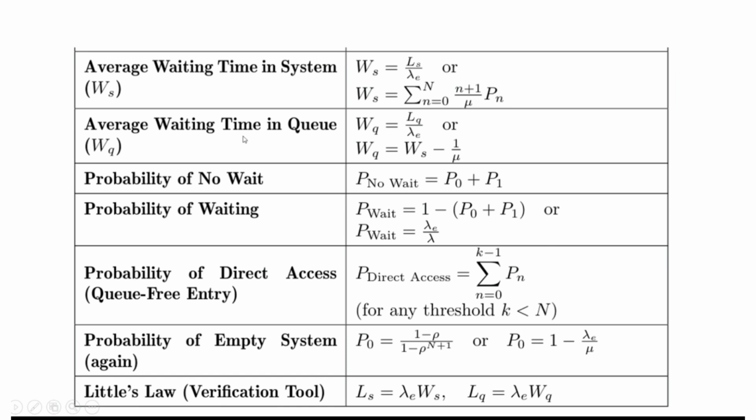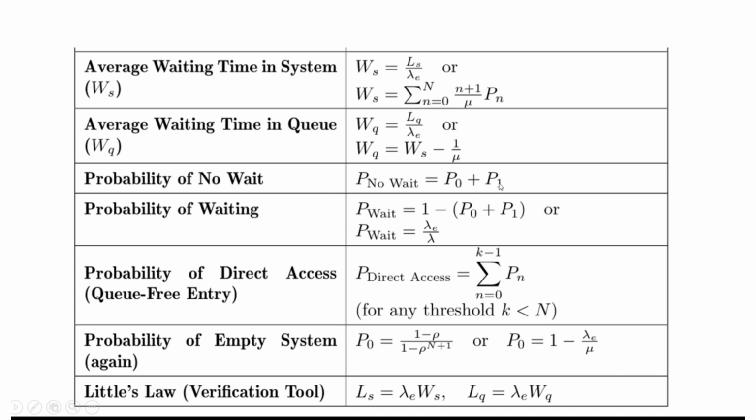You have average waiting time in the queue, Wq is the notation. You have Lq by lambda e as per Little's law, or you have this one. So it indicates the average time a customer spends just waiting in the queue, it is only the average waiting time in the queue. You have another one, the probability of no wait, that means the probability that an arriving customer does not have to wait. Its formula, probability of no wait, is P0 plus P1.